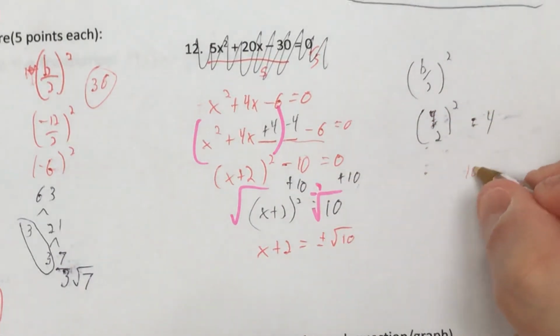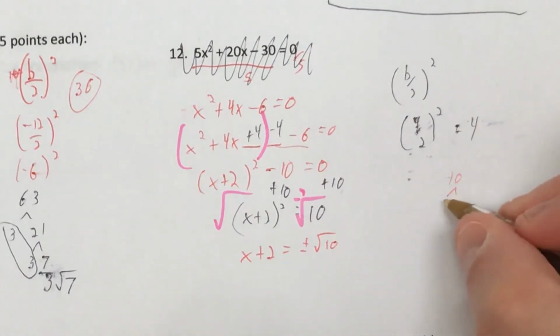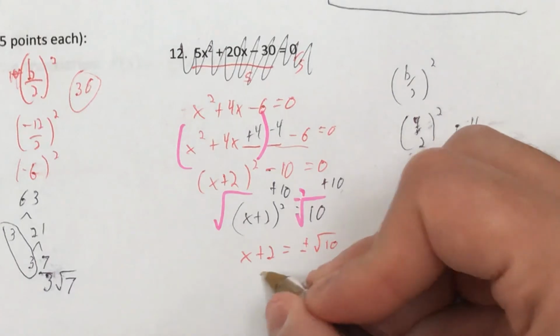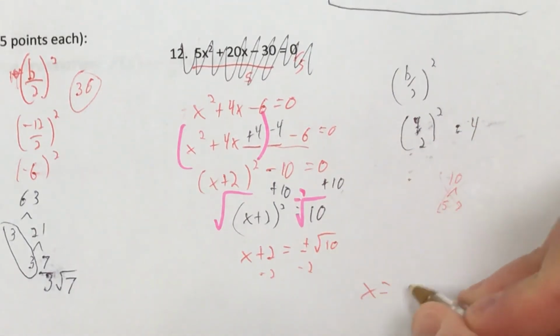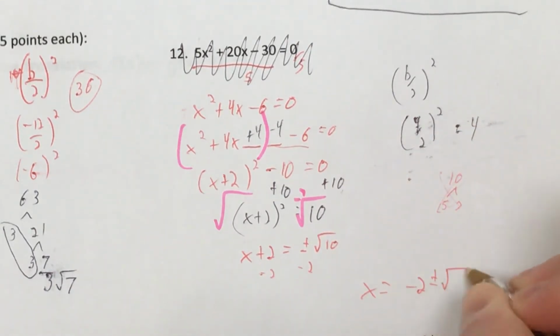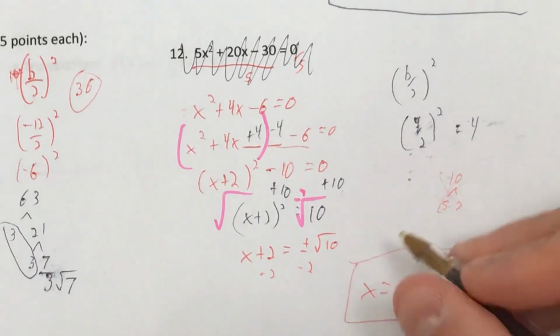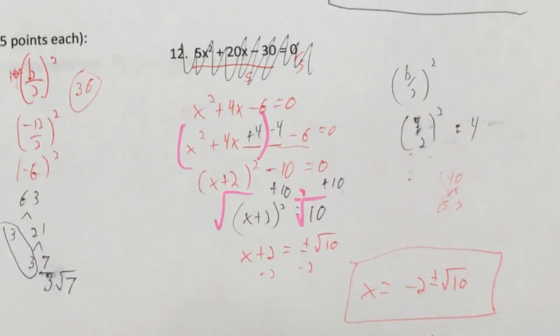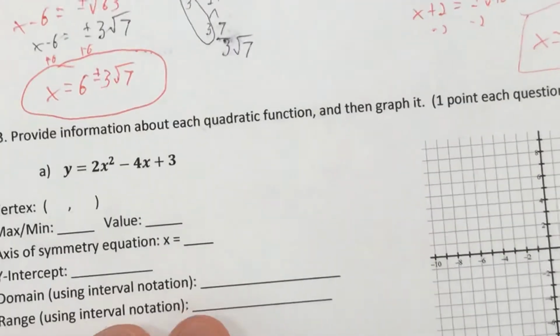You can check to see if you can simplify the square root of 10. It just goes into 5 and 2, so there's no 2 of a kind, it doesn't simplify. And if you subtract 2, you get x equals negative 2 plus or minus the square root of 10. All right, just minus and stick it in front. Okay.